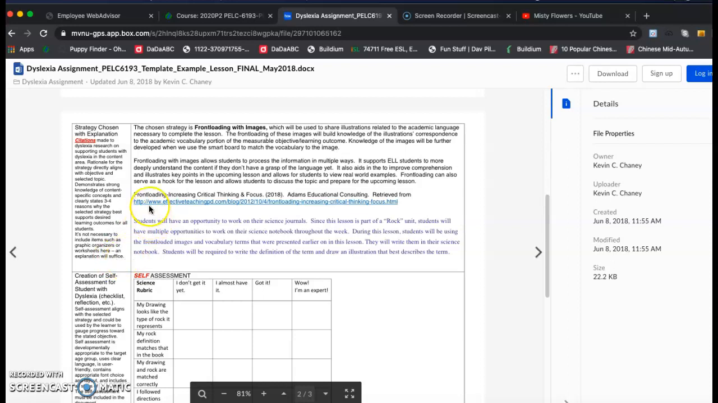Students will have an opportunity to work on their science journals. Since this lesson is part of a rock unit, students will have multiple opportunities to work on their science notebook throughout the week. During this lesson, students will be using the front-loaded images and vocabulary terms that were presented earlier on in the lesson. They will write them in their science notebook.